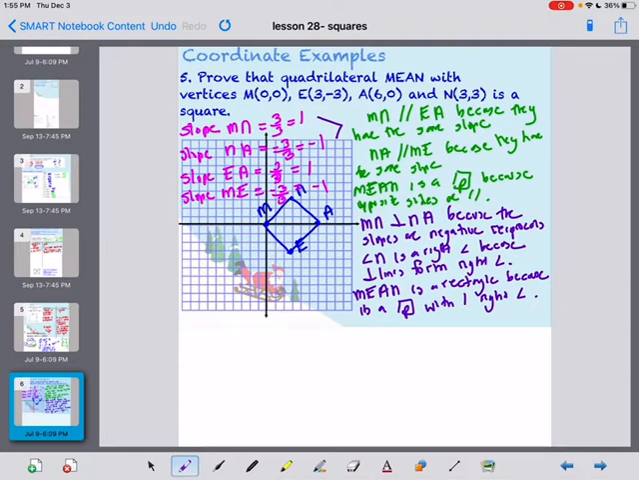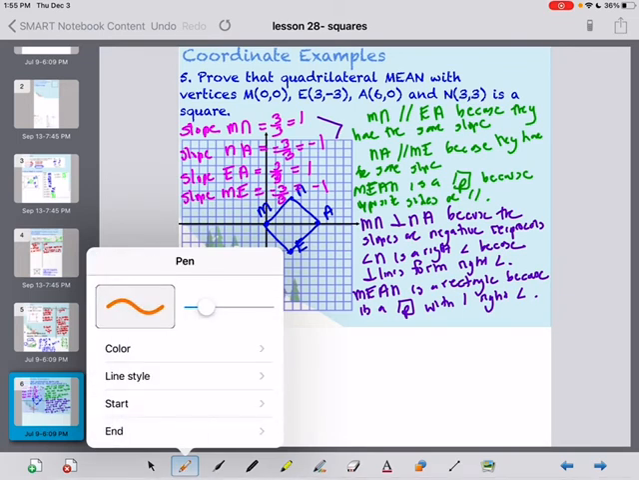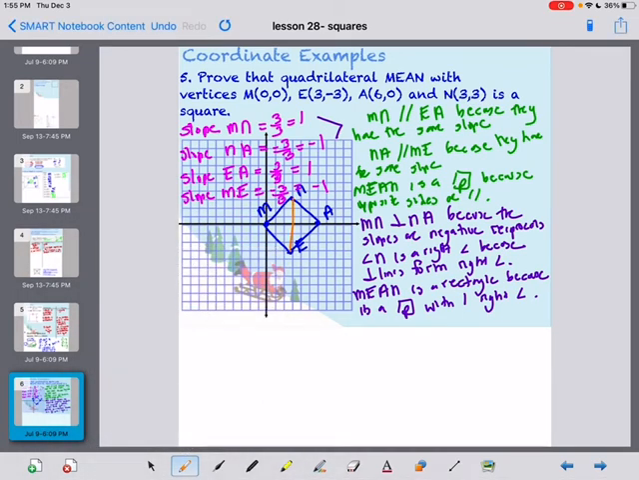Now I have to show it's a rhombus. And again, I'm a personal fan of slope, so I'm going to continue with slope, and I'm going to find the slope of the diagonals and show that the diagonals are perpendicular, because that makes it a rhombus. That's not the only way. I could also do distance and show consecutive sides are congruent. Personally, I think slope is one of the easier formulas, so that's where I go to.